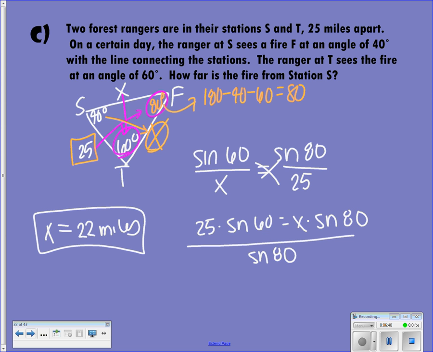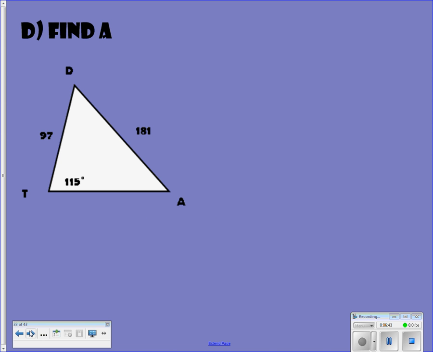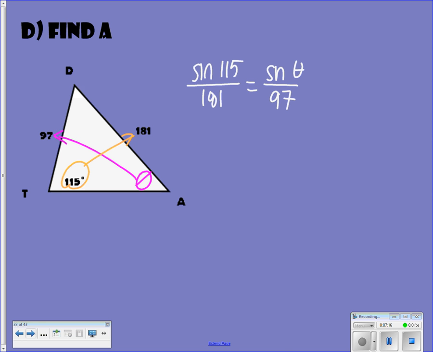Okay, sounds good. Let's try another one then. So we've got find A. Okay, so I'm going to go ahead and plug in my theta right there. I'm going to see what my partners are, what side and angle match up. So A goes across from my 97, which is great. And then my 115 does match up with my 181. So I got lucky this time. I can kind of just set up my formula. So I'm going to say sine of the 115, your angle, over 181 will equal sine of my angle over the side 97. Okay, so you just want to be really careful again that you're setting that up appropriately.